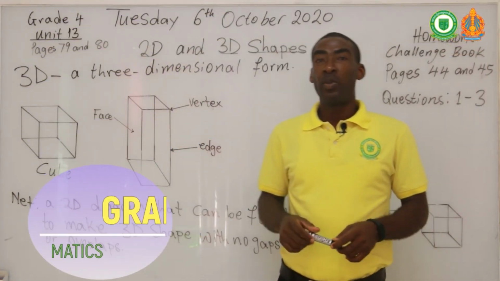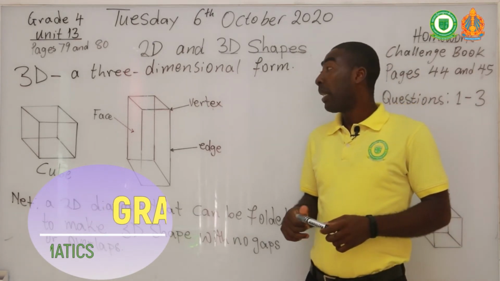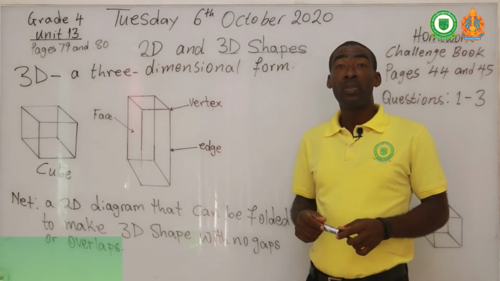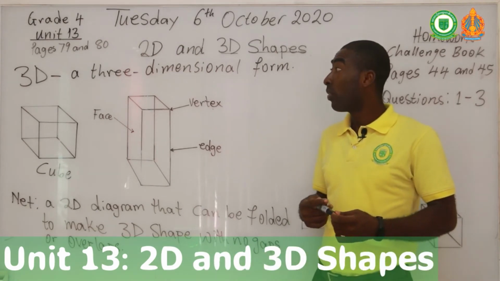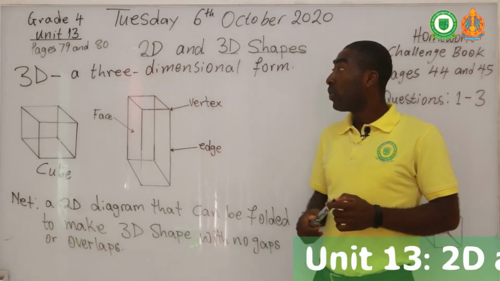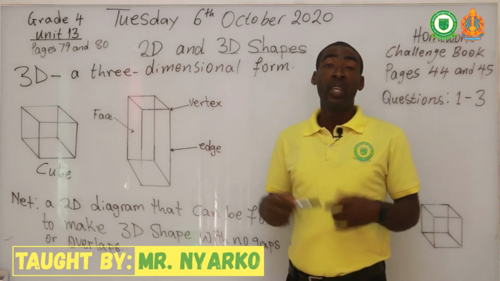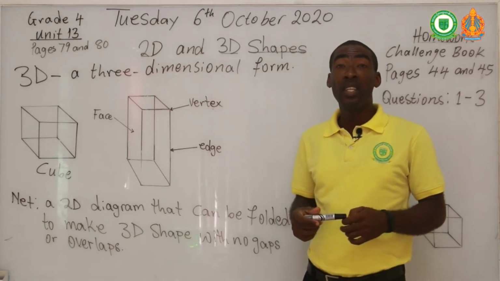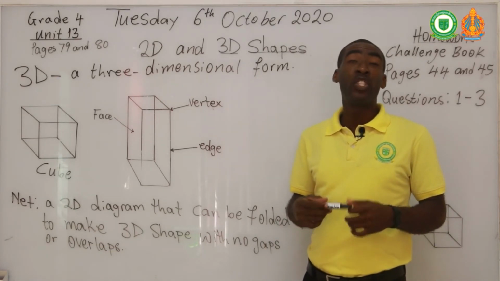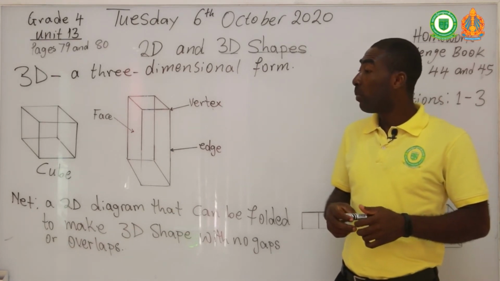Students, welcome back to our lesson on 3D and 2D shapes. I believe that you have enjoyed our two sections already. This is the last video that we are making on this lesson. 2D shapes, you remember, are two-dimensional forms of shapes, and 3D shapes are the three-dimensional shapes that you can always draw.